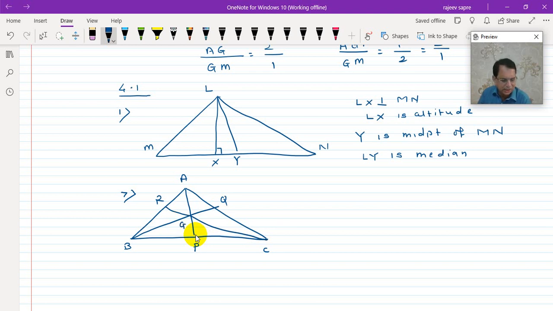And this is the centroid, right? What do we mean by this being the centroid? G divides each median in the ratio 2:1, right?